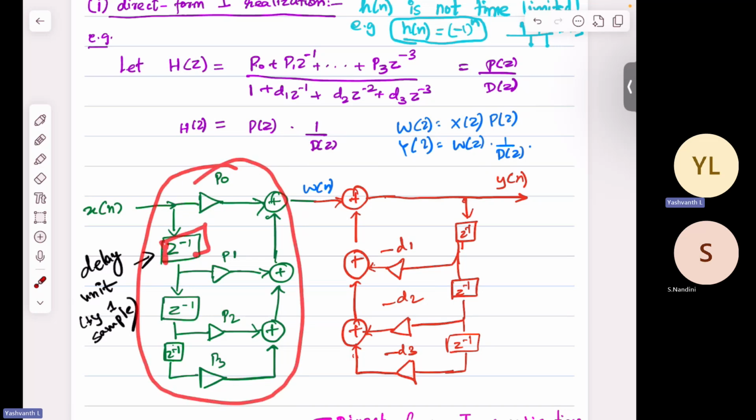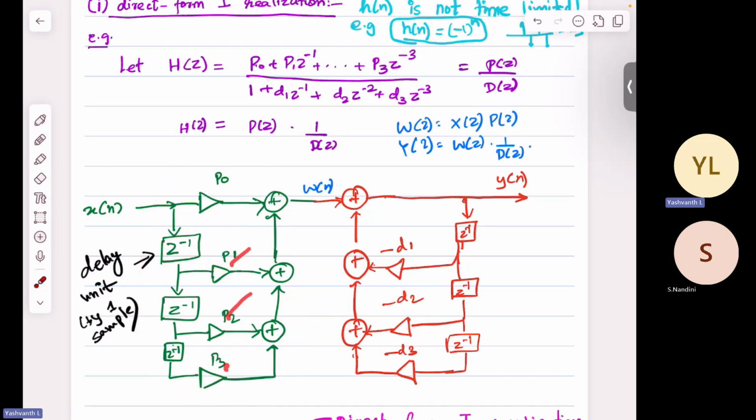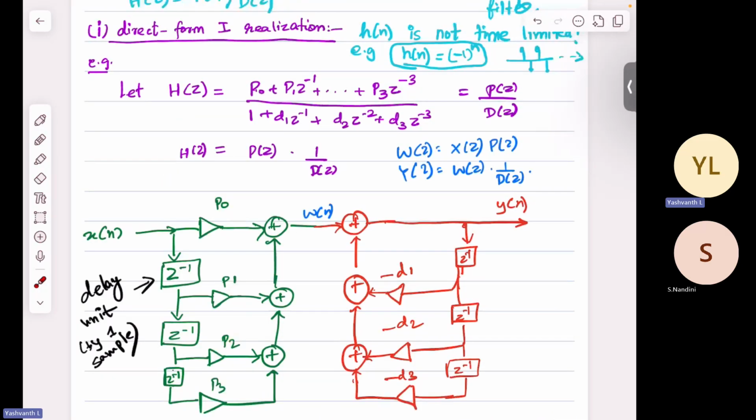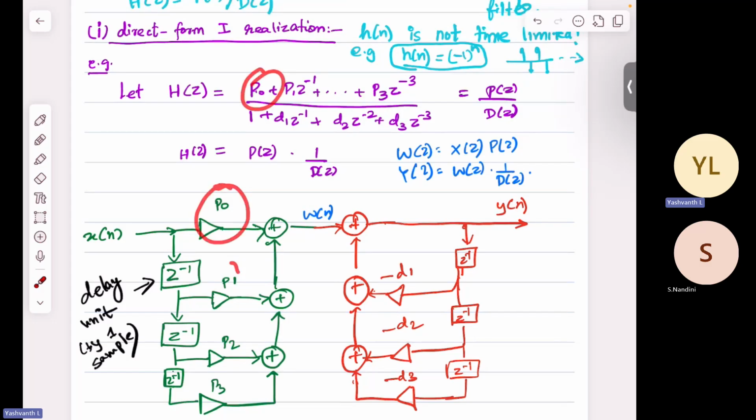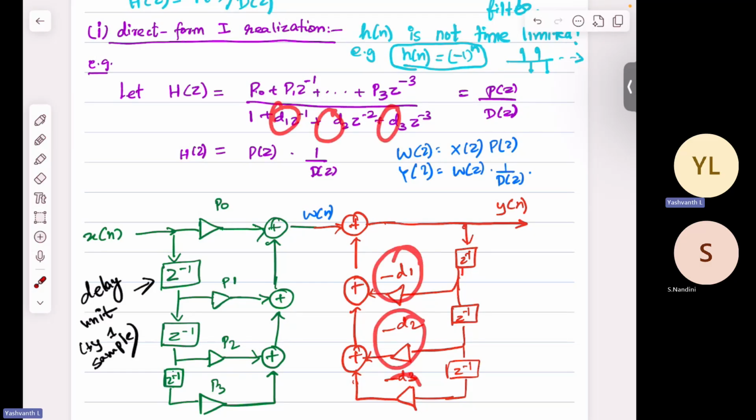Here, what is the z inverse? It is nothing but this z inverse, and these triangles are nothing but the amplitudes, that is p1, p2, p3. This p naught is this one, p1 is this one, and p3 is this one. Similarly, if you have d1, d2, d3, it will come as minus d1, minus d2, minus d3, and then you need to implement this kind of structure. So this is what is called the direct form 1 realization of your IIR filter.